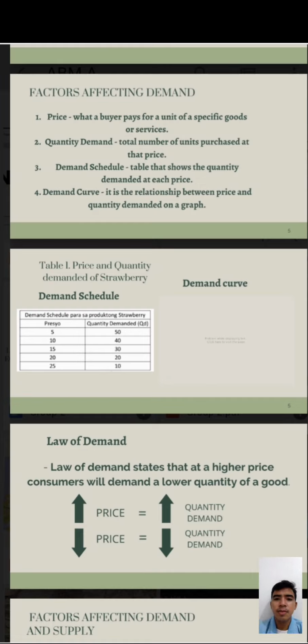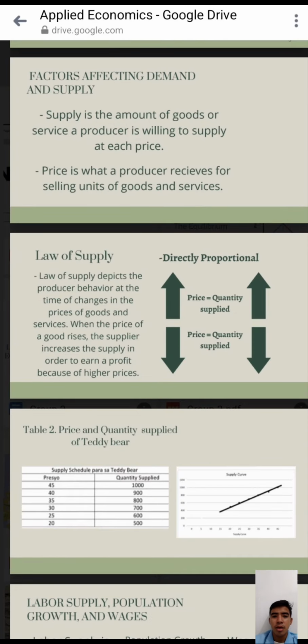Law of demand. The law of demand states that at a higher price, consumers will demand a lower quantity of a good. This law of demand is derived from the law of diminishing marginal utility, the fact that consumers use economic goods to satisfy their most urgent needs first. Factors affecting demand and supply. Factors such as taxes and government regulation, the market power of suppliers, the availability of substitute goods, and the economic cycle can all shift the supply or demand curve or alter their shapes.